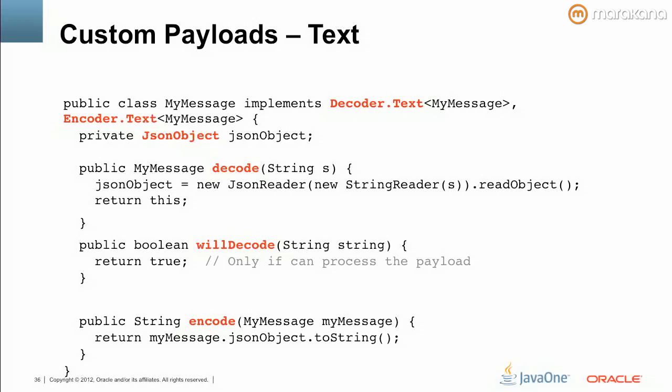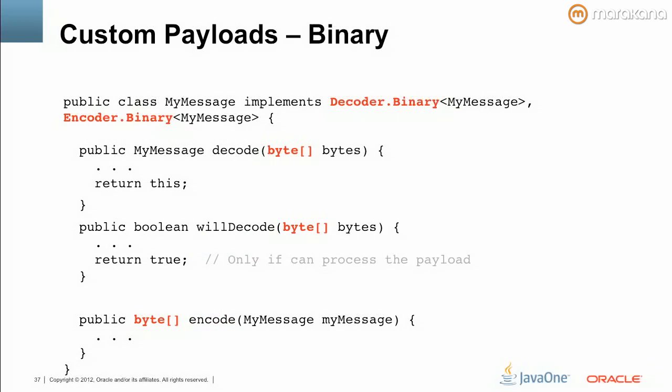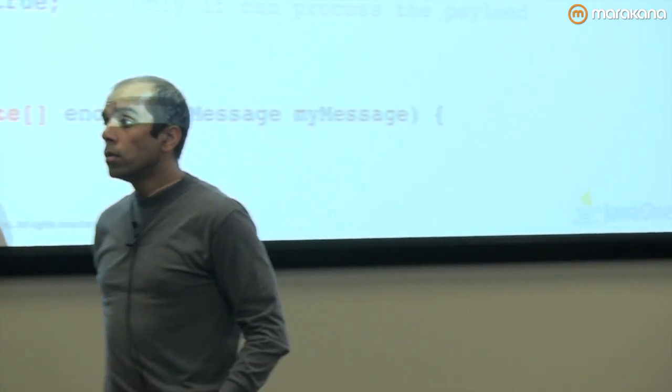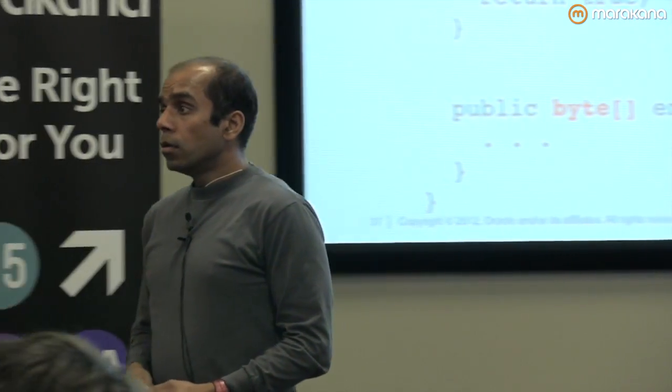Similarly, encoding. You can say, take my POJO object, which is my message in this case, and convert it to string. So just simple methods. Similarly, you can do that same thing for binary as well. So you can start playing around with binary data, convert, encode, and decode from binary to your POJO.